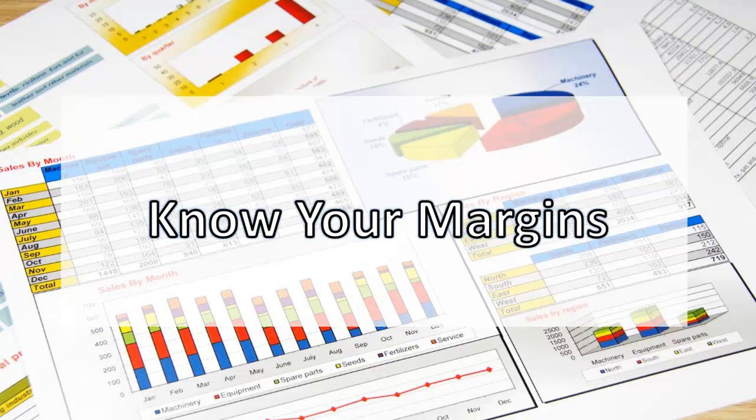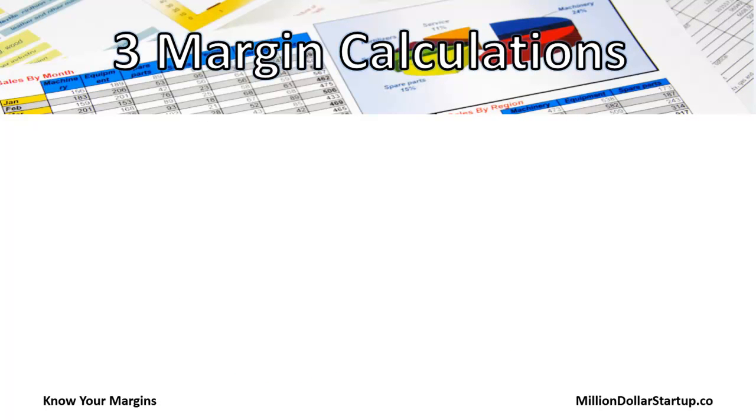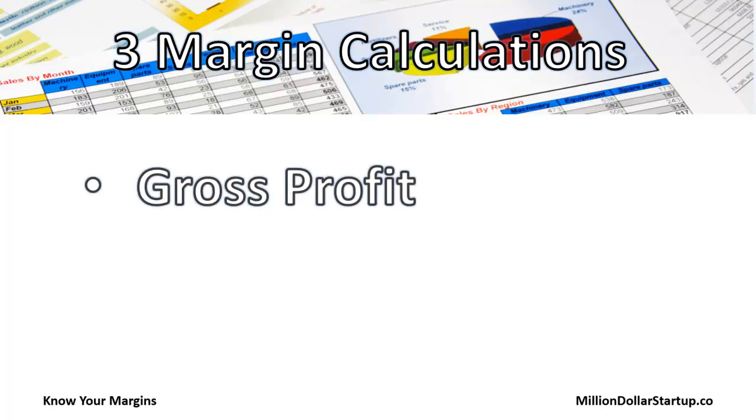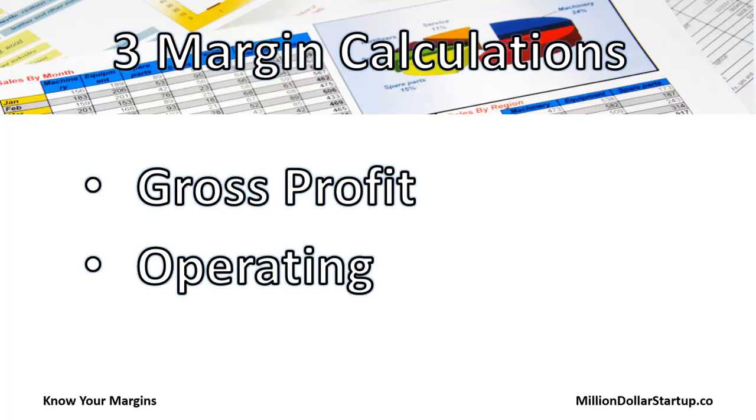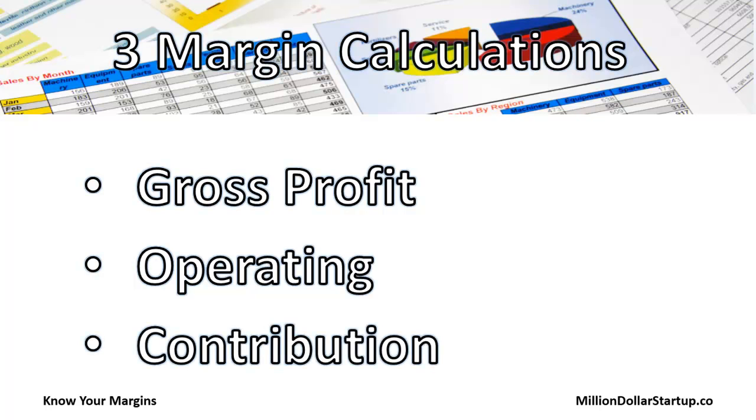So let's start talking about how it is that you can know your margins and understand what they're telling you about your business. So first off, let's talk about the three most important margin calculations that you should be familiar with and that most people will use when they're evaluating their business performance. These margin calculations are first gross profit, operating margins, and also contribution margins. Use all three of these to tell you where your business is compared to others, where your business is compared to earlier time frames, and where your business is in terms of being able to make a profit on incremental sales.